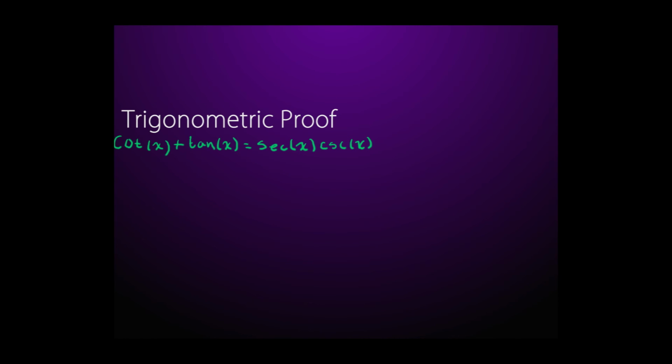First, we focus on one side. In this case, we're going to focus on the left. Change the values of cotangent and tangent to cosine over sine and sine over cosine respectively.